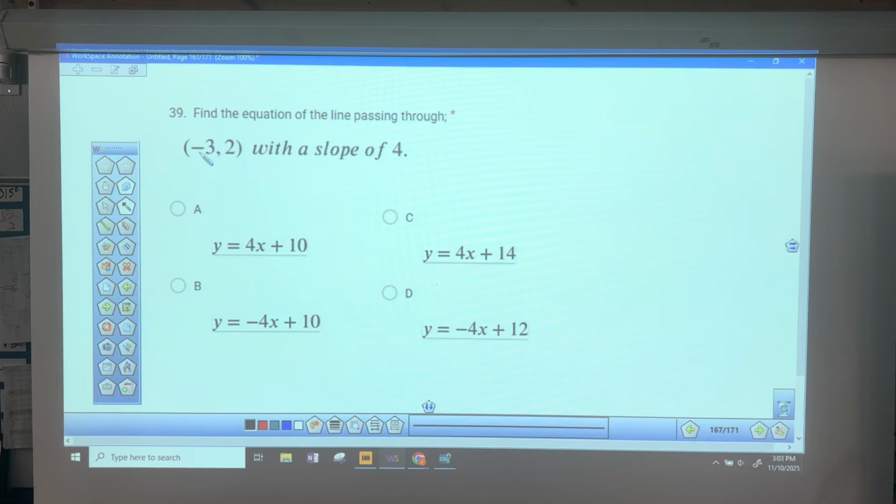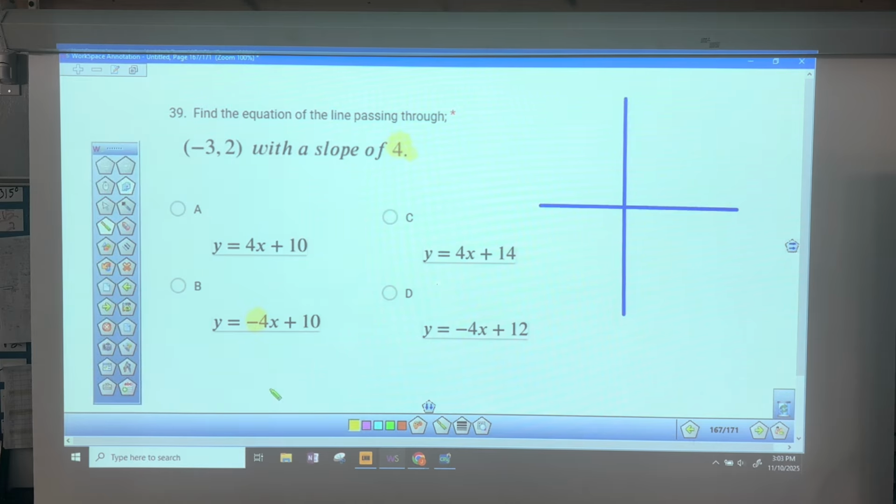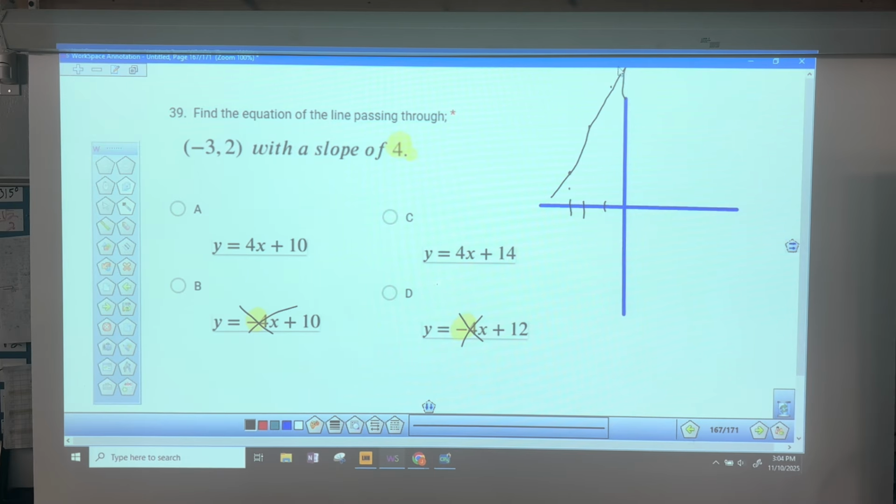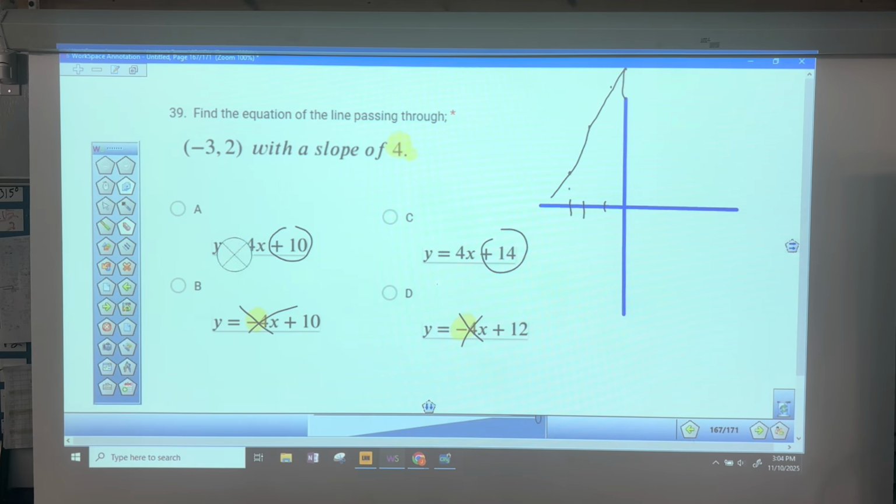So it goes through negative 3, 2 with the slope of 4. There's a couple of ways to do it. A nice way, without doing much work, would be, it's got a slope of 4. So it can't be B, can't be D. Get rid of those. Goes through negative 1, negative 2, negative 3, 1, 2. And its slope is up 4 over 1, up 4 over 1. So this way I can see that it's going to go through a positive value, but I can't tell if it's 10 or 14. So this method isn't working that well without doing the arithmetic.